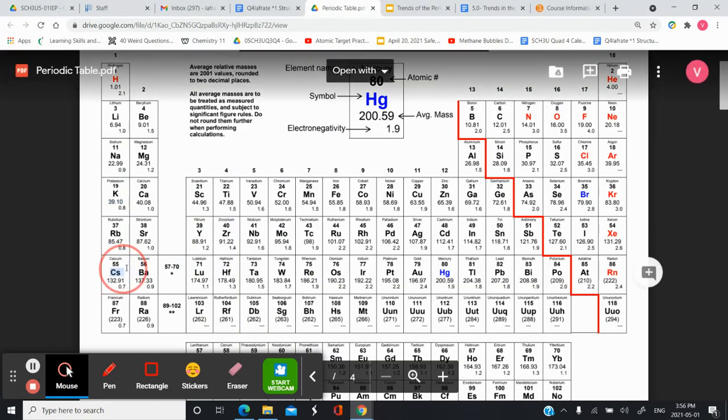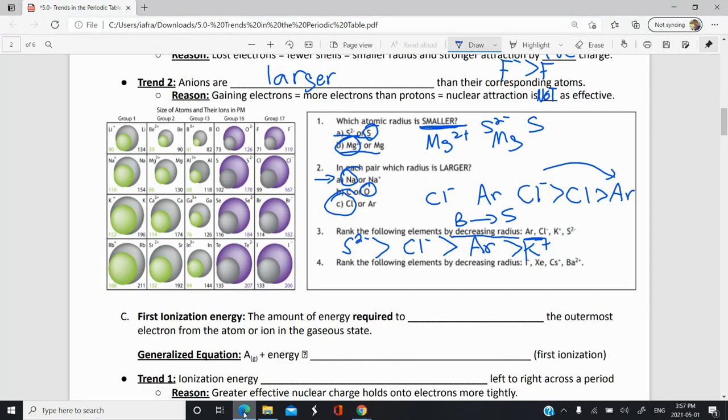Generally, we know going from left to right, the size will decrease. And so that trend will still apply even if we're dealing with the ions. The size of Cs and Ba ions follow that same pattern. So Ba is smaller as an ion than Cs is as an ion. Now we are going from decreasing radius, so larger one first, biggest to smallest. So Cs+ is larger than Ba2+.